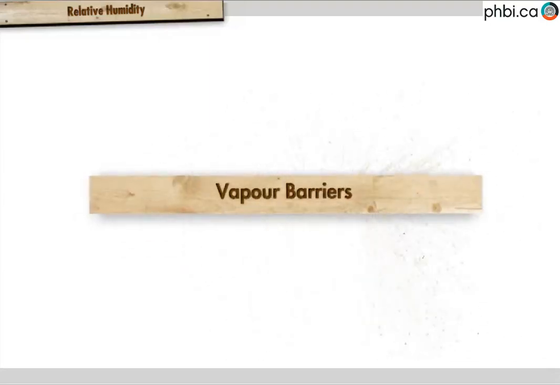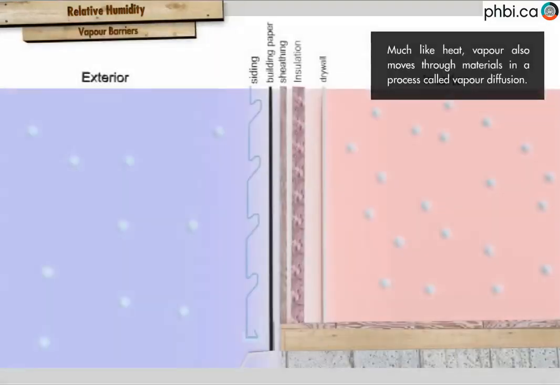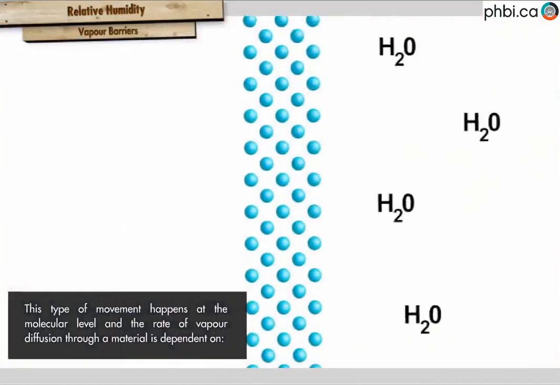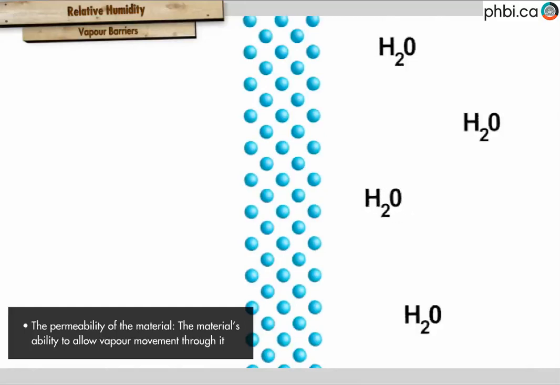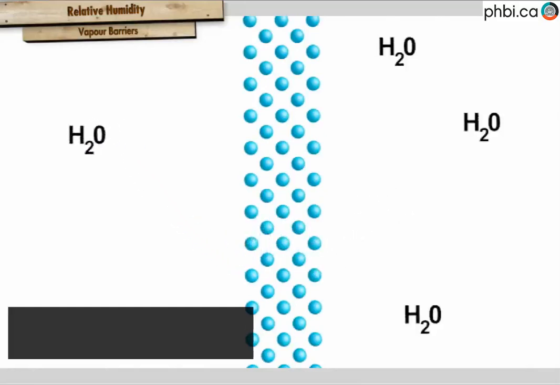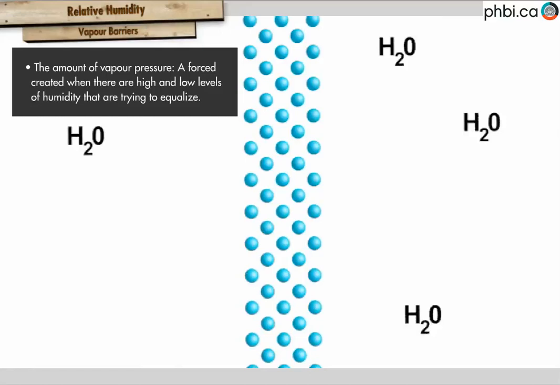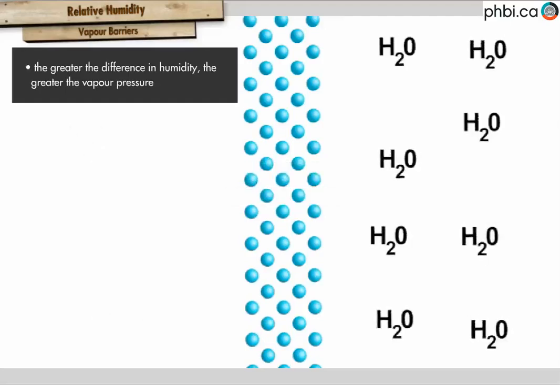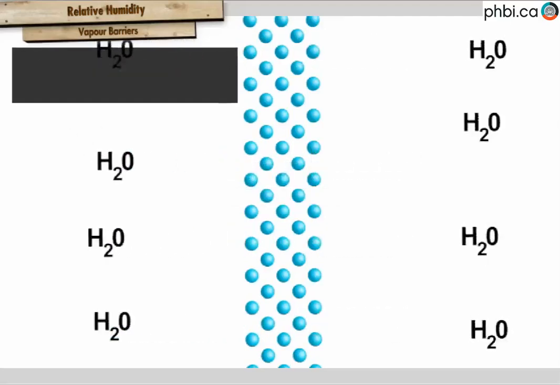Vapor barriers. Much like heat, vapor also moves through materials in a process called vapor diffusion. This type of movement happens at the molecular level, and the rate of vapor diffusion through a material is dependent on the permeability of the material, its ability to allow vapor movement through it, and the amount of vapor pressure, a force created when there are high and low levels of humidity that are trying to equalize. The greater the difference in humidity, the greater the vapor pressure.